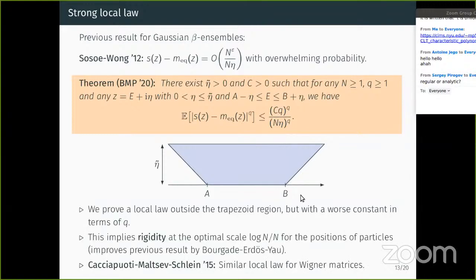So this is true in the trapezoid region. Outside the trapezoid region, you can still have results, but the constant is worse than this in terms of Q.